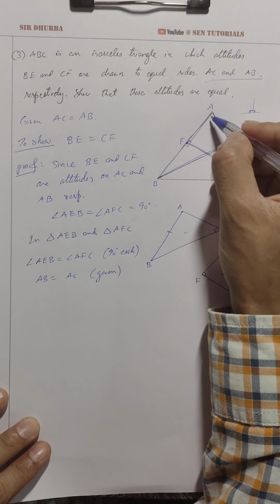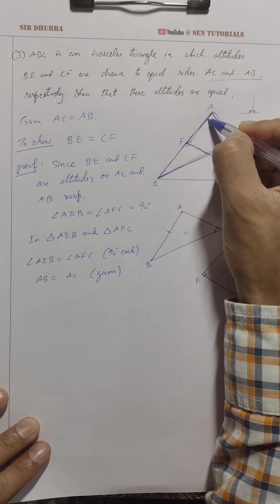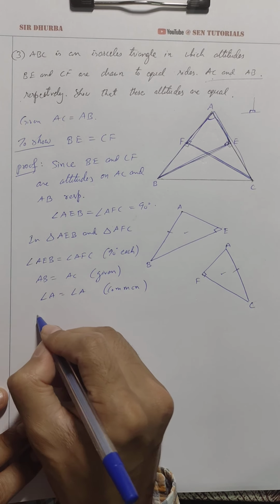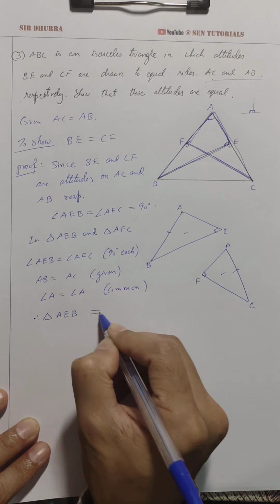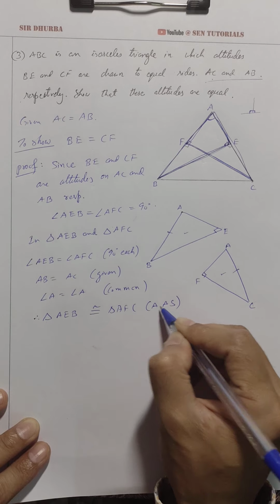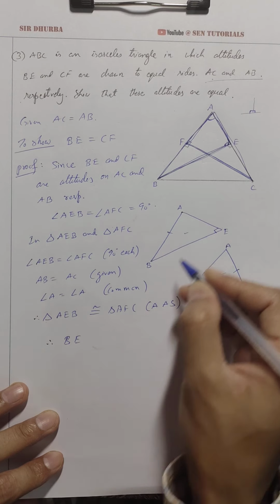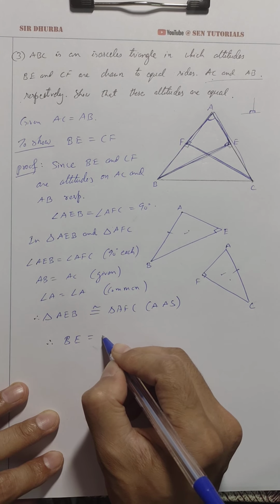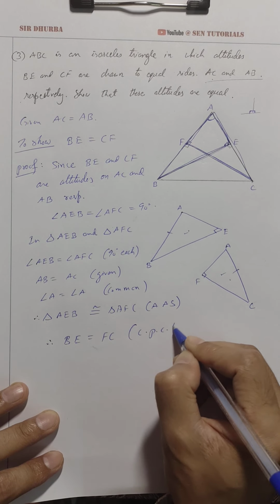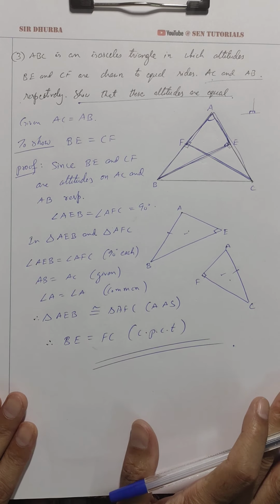Now in these two triangles, what is common? You can see that angle A comes for both, isn't it? Angle A equal to angle A, common. So therefore triangle AEB is congruent to triangle AFC by the angle side congruency criteria. So because these two triangles are congruent, corresponding sides BE equal to CF, corresponding parts of congruent triangles. So therefore these altitudes are equal. That's it.